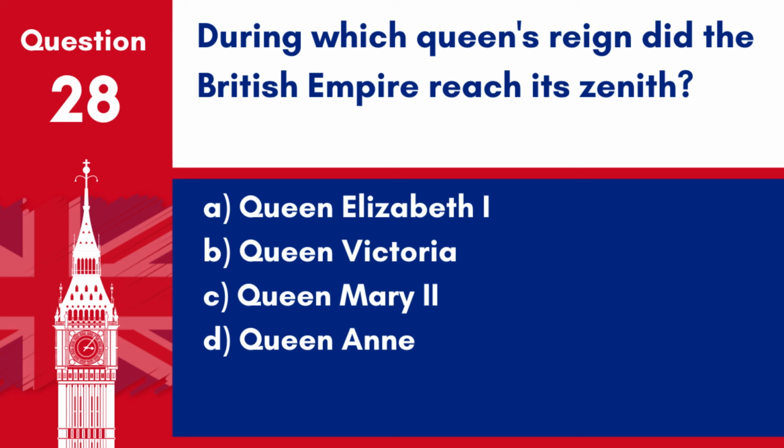Answer: B. Queen Victoria. The British Empire reached its zenith during the reign of Queen Victoria, known as the Victorian era, when it became the largest empire in history and a global power.